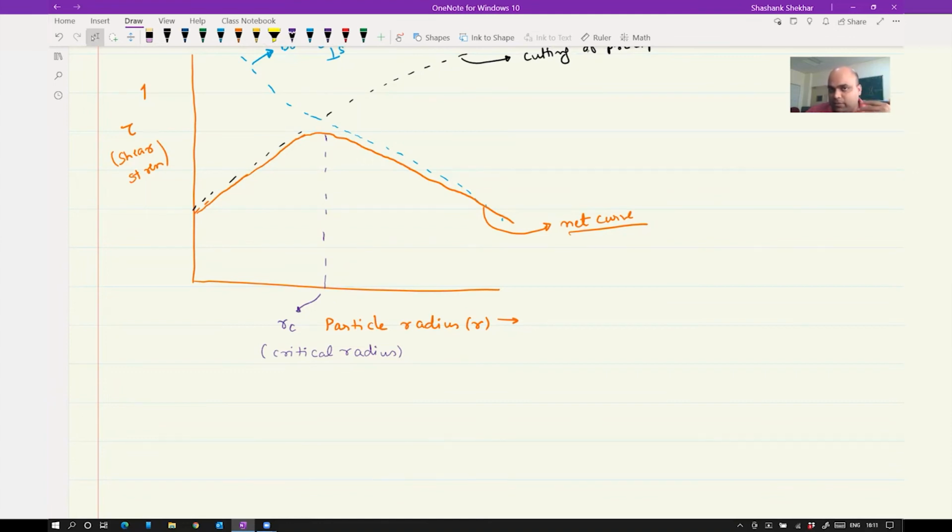So with aging time, the radius of the precipitate, or precipitate size, is increasing. As soon as it reaches a particular radius, say here, this critical radius, your mechanism is going to change from cutting of the precipitate to bowing around the precipitate. And at the critical radius, both mechanisms are going to be active together. Isn't it? Okay, so this is how the strength of a material is dependent upon the particle radius or precipitate size.